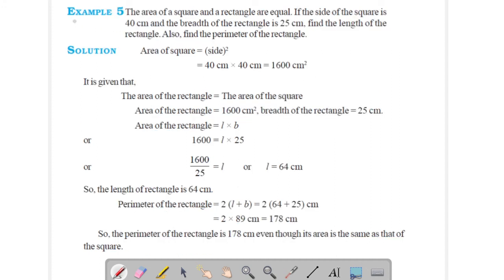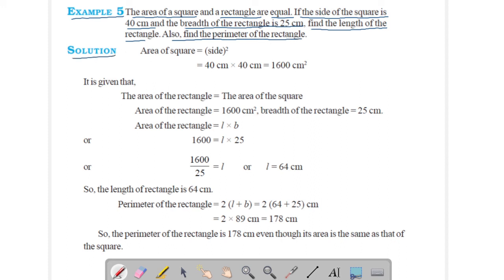Now come to example 5. The area of a square and a rectangle are equal if the side of a square is 40 centimeter and the breadth of rectangle is 25 centimeter. Find the length of the rectangle. Also find the perimeter of the rectangle.